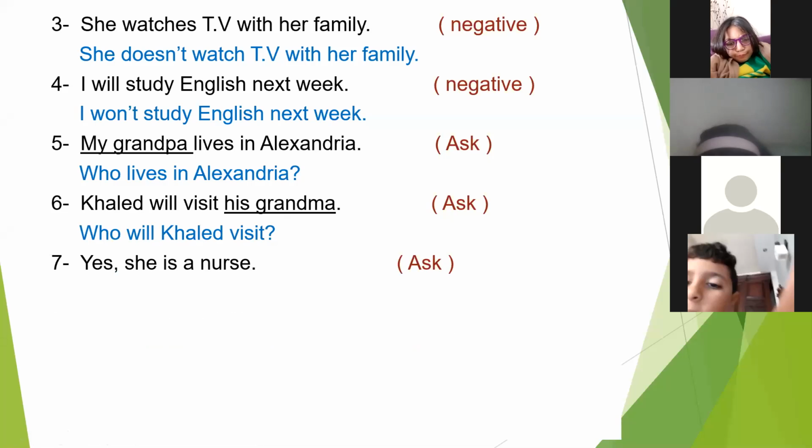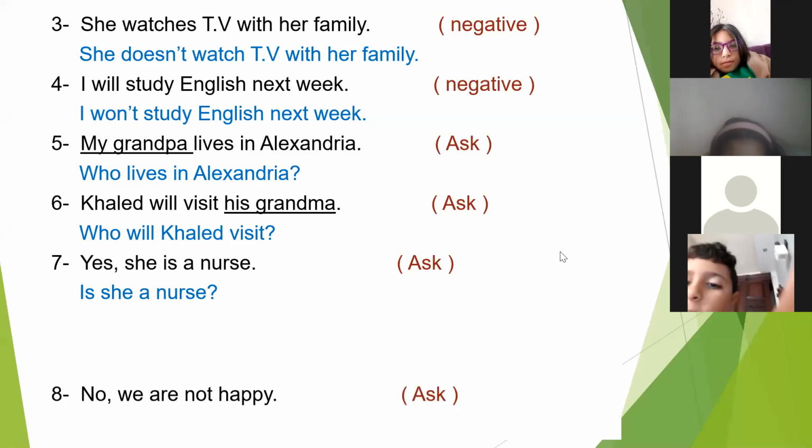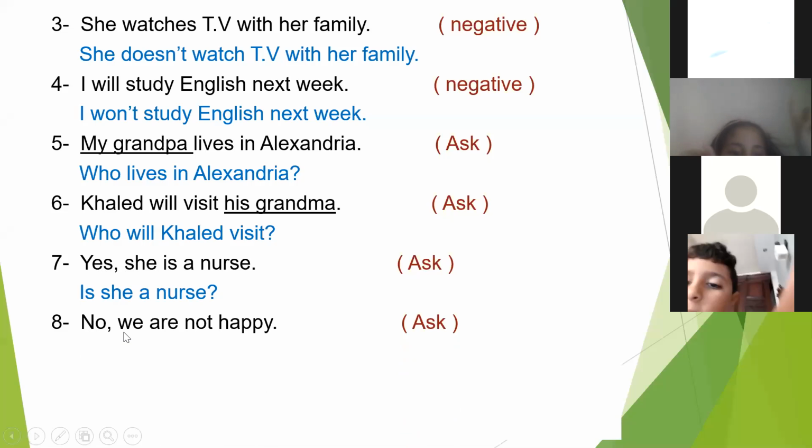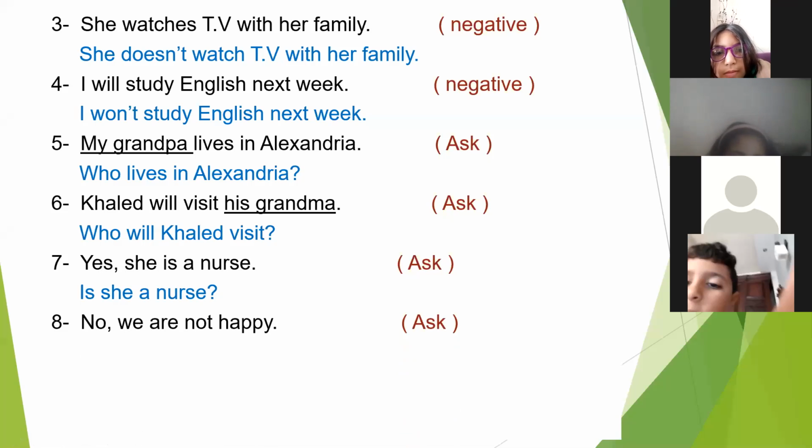Number 7. Yes, she's a nurse. I want to make a question, but you have yes at the beginning of the sentence. What should you do? Is she a nurse? Excellent. Okay, is she a nurse? Number 8. No, we are not happy. I want to make a question again, and you have no at the beginning of the sentence. And you have we. Pay attention. Are you happy? Excellent. Are you happy?